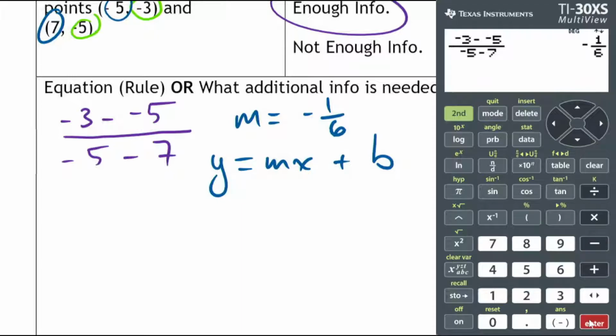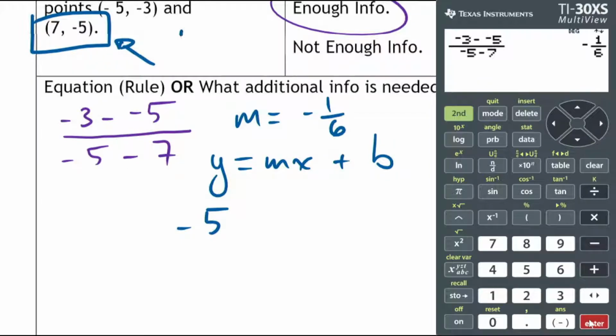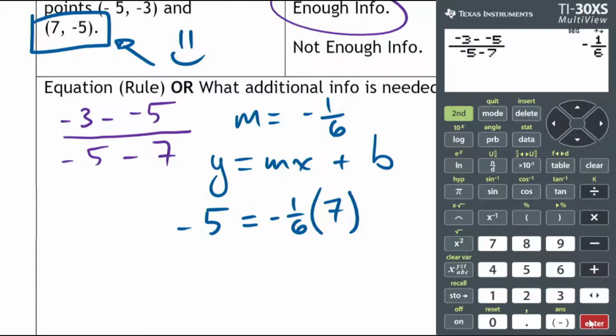And let's just arbitrarily select one of our points. I'm going to select this point here, the one below, and I'm going to write down that y is negative 5. So if you look at the point I boxed, this point right here with the smiley face next to it, y is negative 5 at that point. And we also know that we found our slope m was negative 1/6. And x is the number 7. So when I give this function 7, it should give me negative 5.